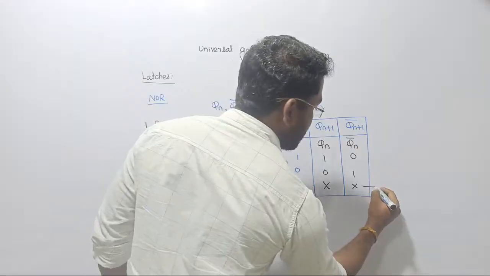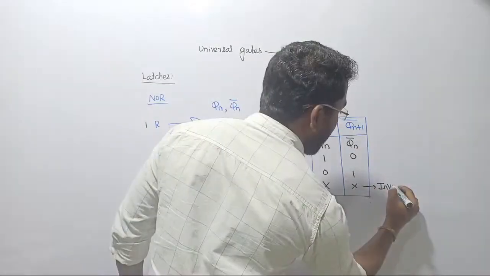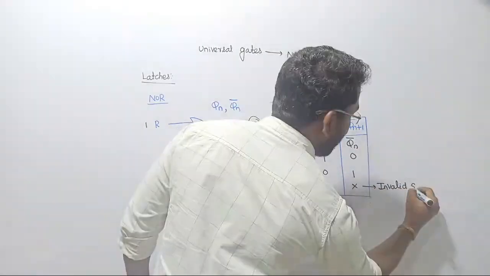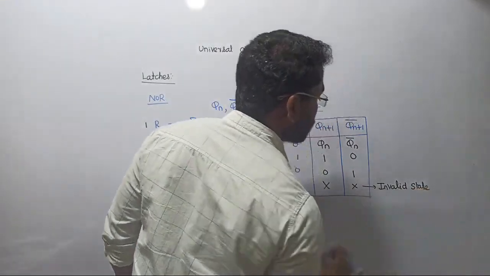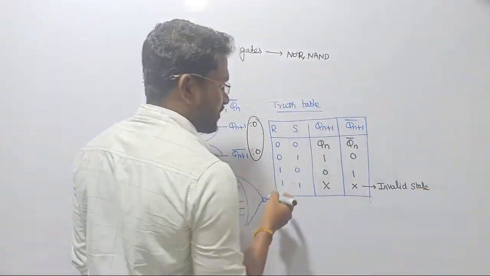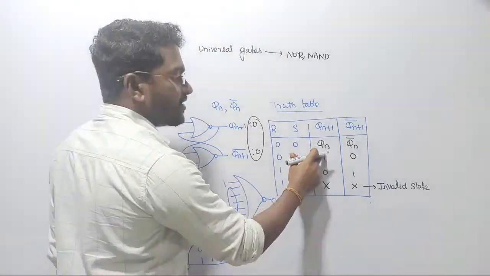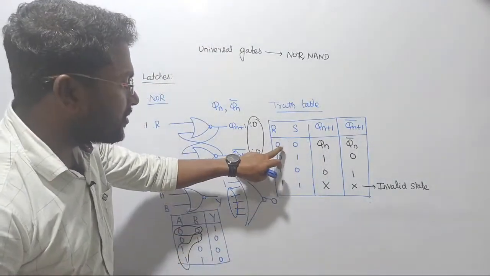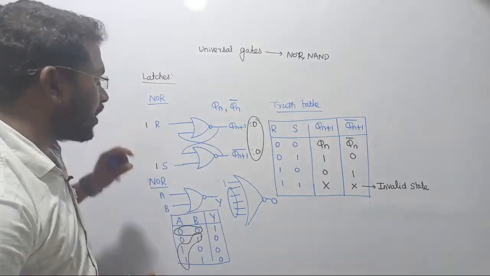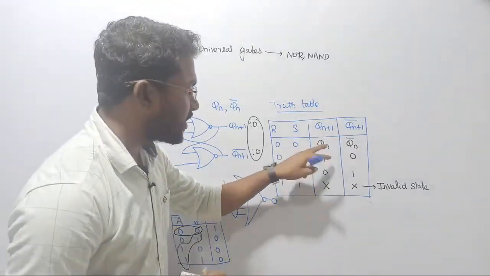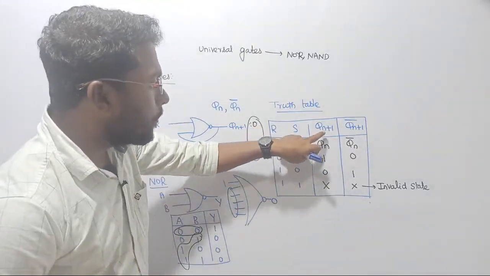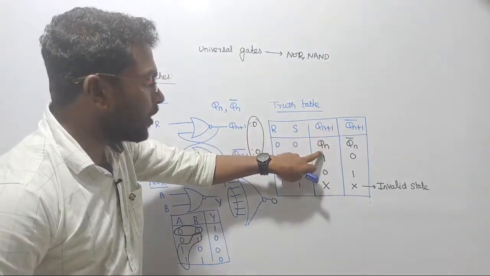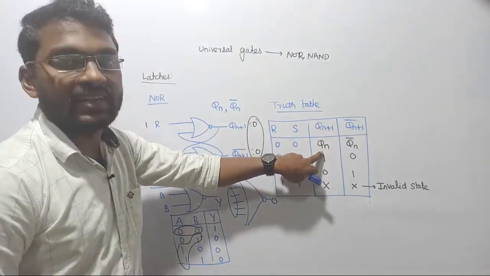Anyway, this state is called invalid state or don't care. We can simply call them invalid state or don't care. Now the second state. The first state is called Qn. While passing 0 0 as the input for this NOR type of latch, the present output of the system simply follows the past. This state is called holding state.